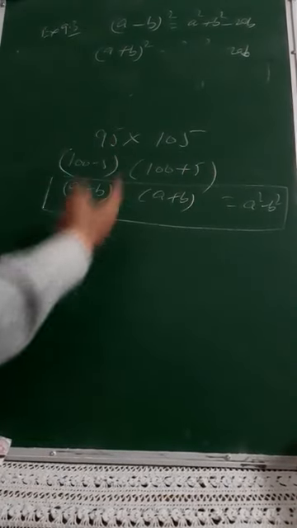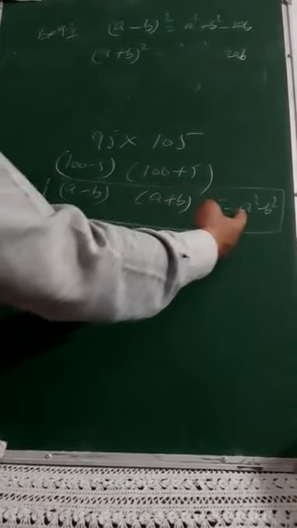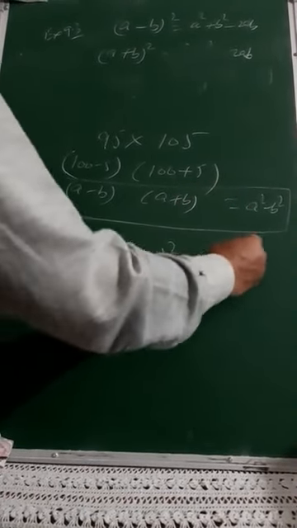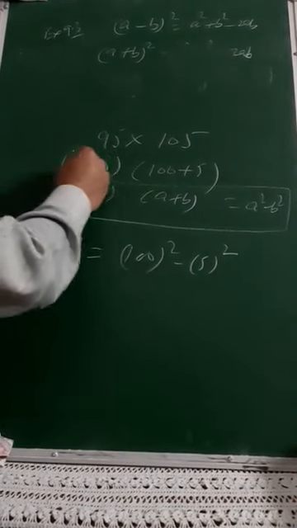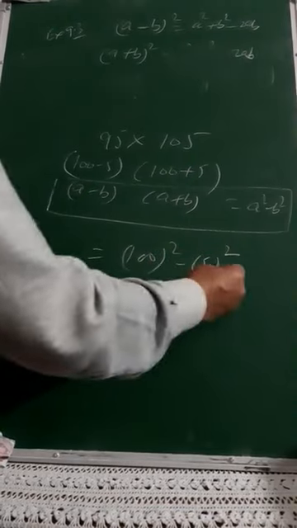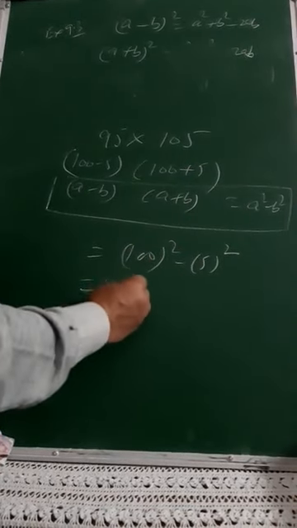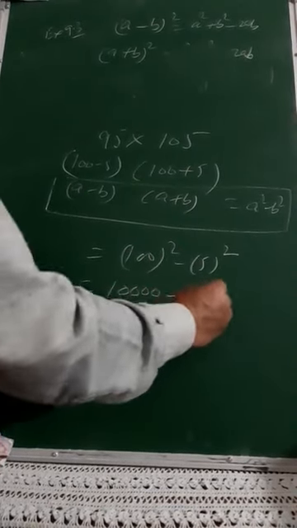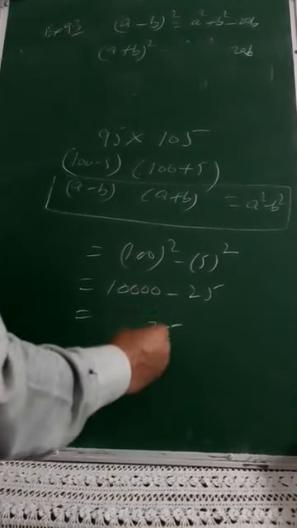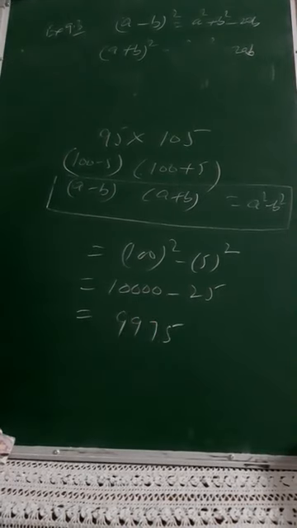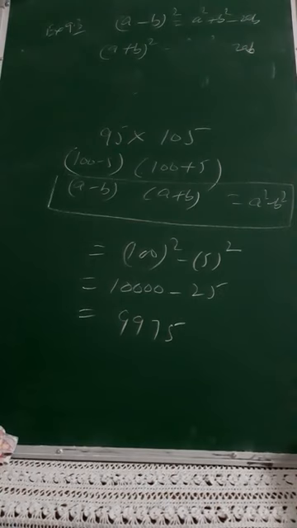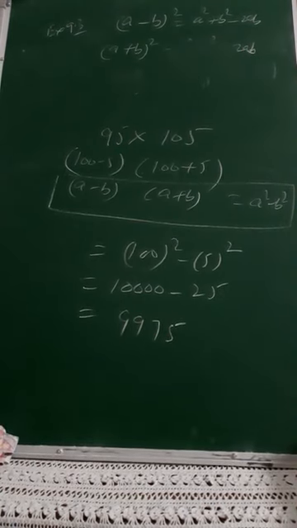So (100 minus 5) into (100 plus 5) is equal to what? 100 square minus 5 square. So that is 100 square minus 5 square, because (a minus b) into (a plus b) is always equal to a square minus b square. As I said, 4 zeros will be there, minus this is 25. Now from 10,000 you can subtract 25. So that will give you 9975. So that will be the answer for this.